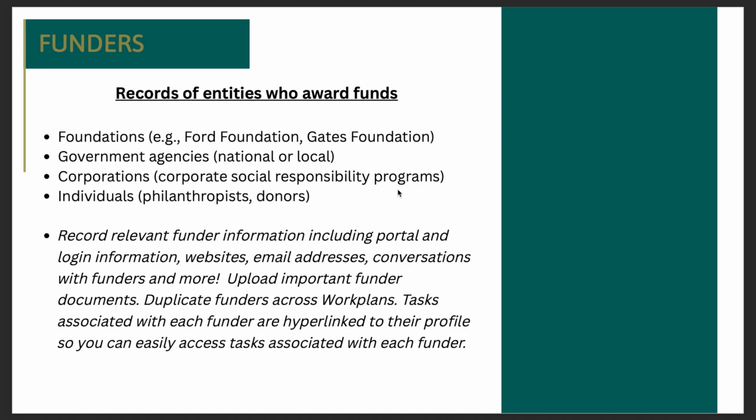Next is funders. GEMS helps you keep track of all your funding sources, from foundations, government agencies, corporate sponsors, and individual donors. For example, if you're applying to the Robert Wood Johnson Foundation, in the funder section, you can store the grant application portal login, note the program officer's contact details, upload sample proposals, add internal notes from previous calls, and link all related tasks directly from the funder profile.